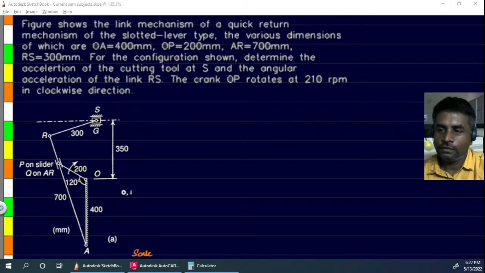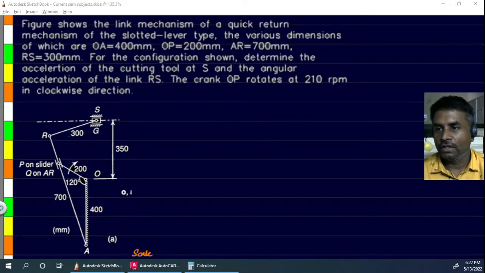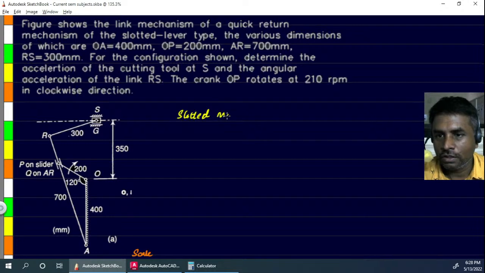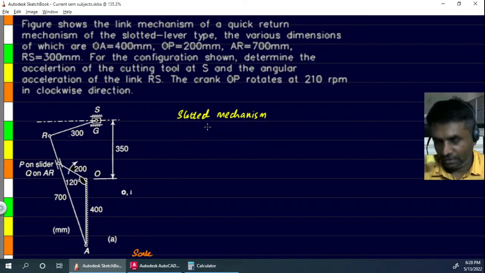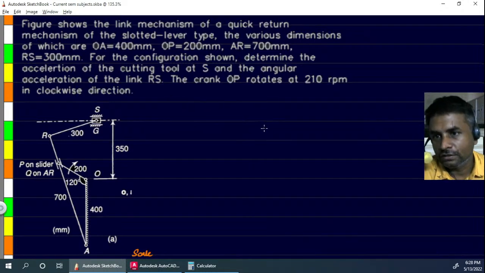In this video, we'll be talking about the velocity analysis of this particular problem, which you can see on the screen. You can see here we have the slotted lever mechanism, which is a kind of mechanism with quick return motion inbuilt into it. And we have been given all the dimensions here, and using these dimensions, we have been asked to find certain things. So what is it that we are supposed to find?